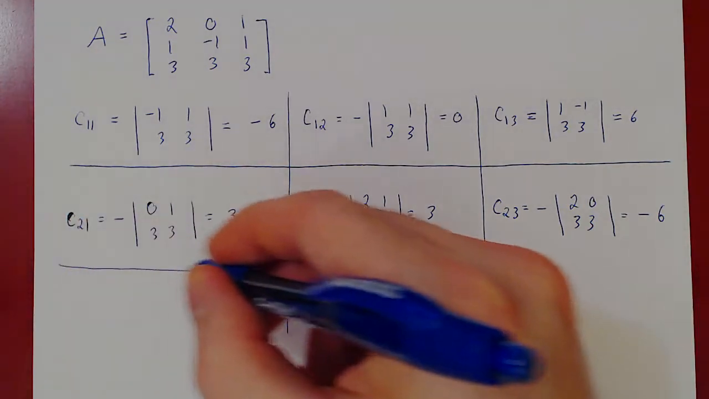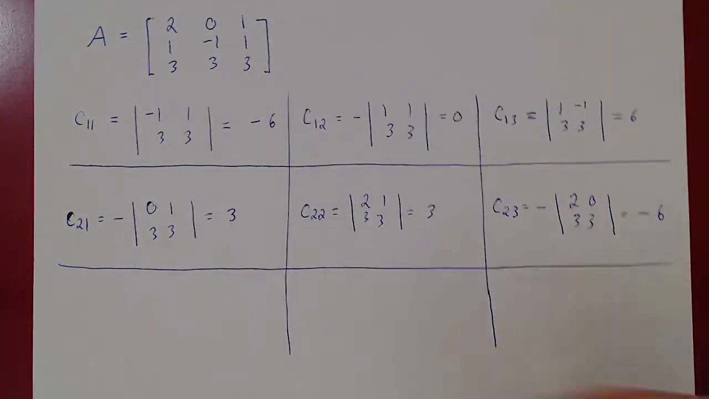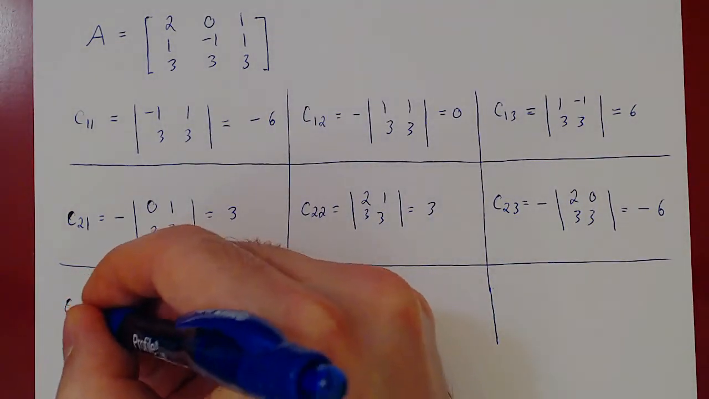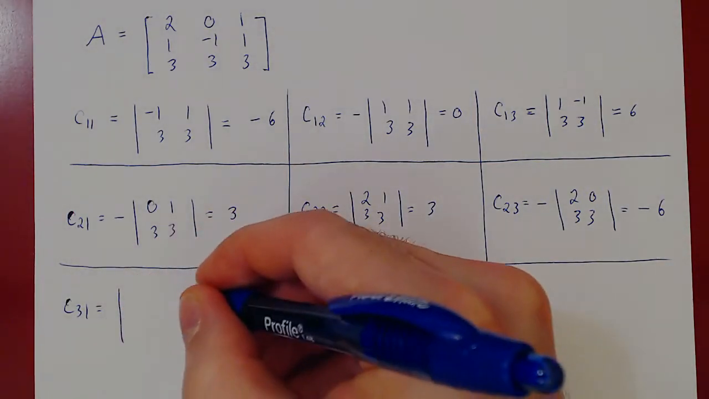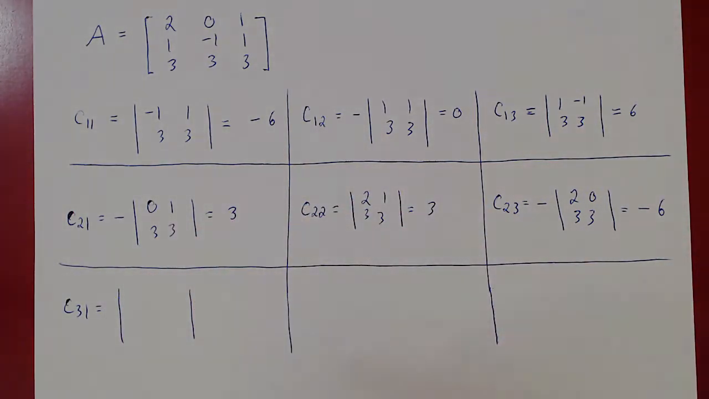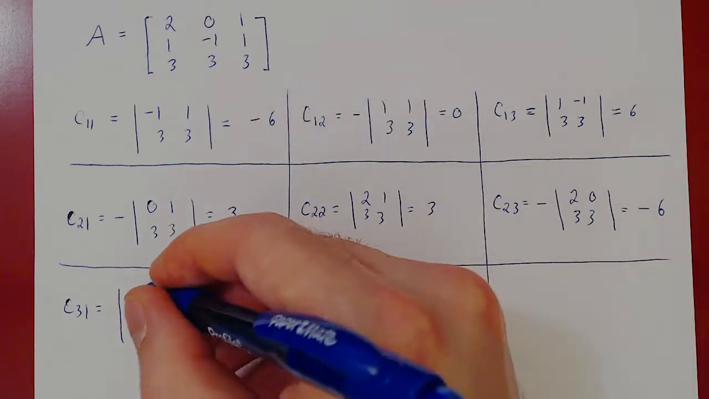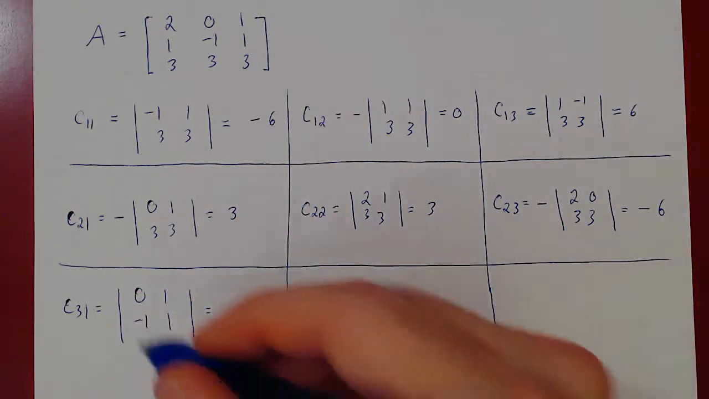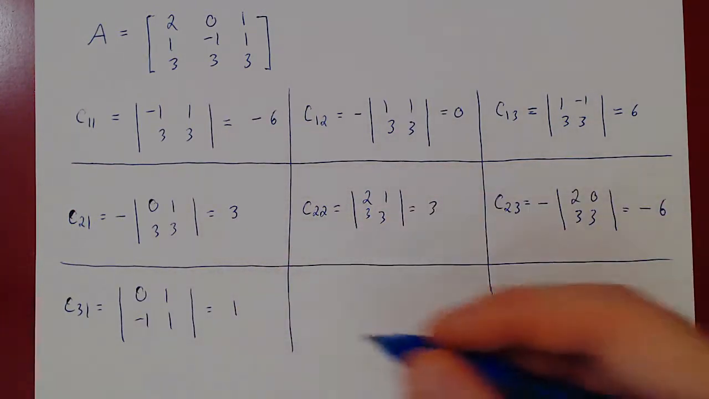We're missing the cofactors for the third and final row. So C31. 3 plus 1 is 4, which is even, so no negative sign. The determinant of the 2 by 2 matrix after we delete the third row, first column. Third row, first column, you get 0, 1, negative 1, 1. The determinant of this will be 0 minus negative 1, so it's positive 1.